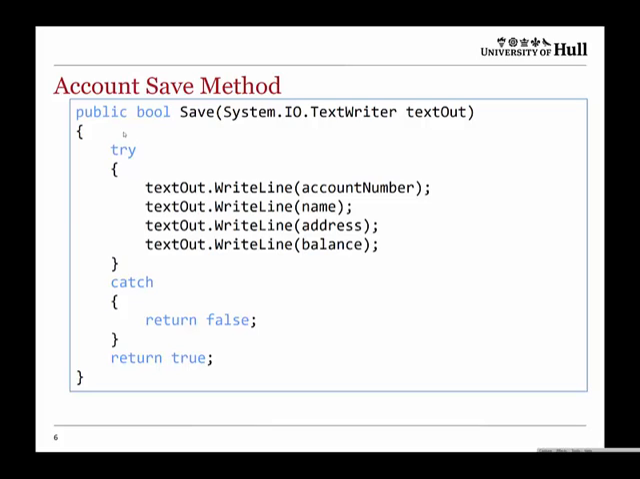If I add an overdraft value, what happens to save? If I add an overdraft value, what happens to the save method?